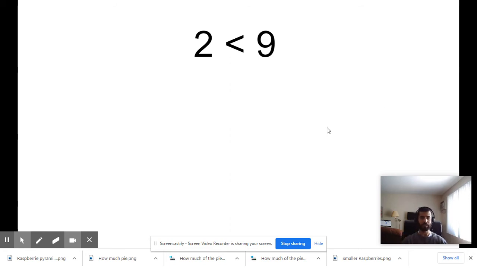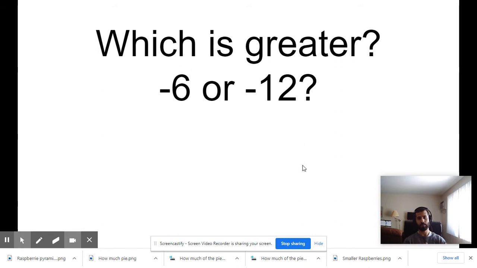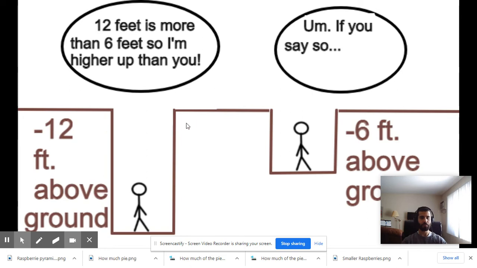And we'll start with this example. Which is greater, -6 or -12? Maybe you remember from the fall, maybe not. Take a pause on the video and take a guess which one you think is greater. Okay, so if you said -12 is greater, I'm afraid unfortunately that is not correct, though many people say that.